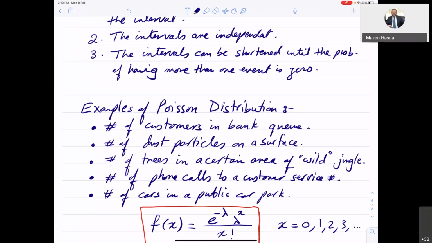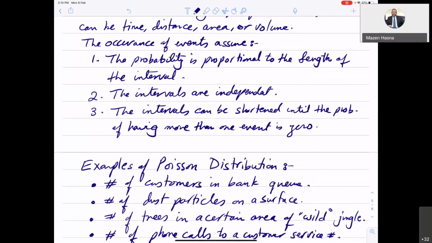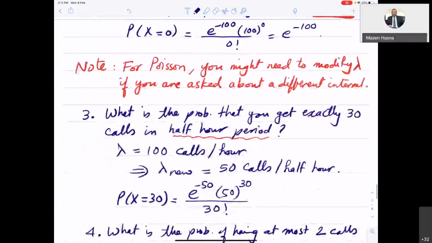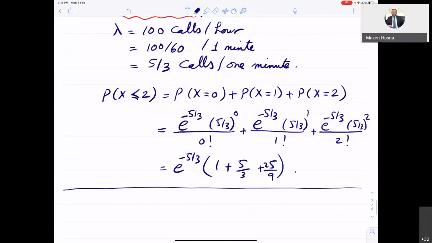No, customers' time between arrivals is also random, and that one follows the exponential distribution. The distance between trees is random. The time between calls to a customer service is random. The distance between particles on a surface is also random. As we will see, some probability distributions are connected to each other, and whenever we have such a situation, we will talk about it in the class.